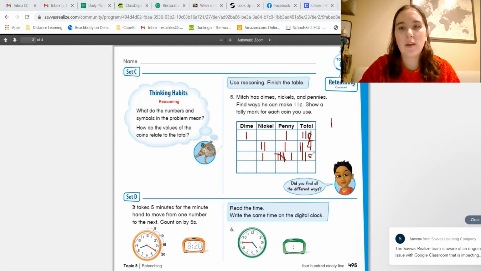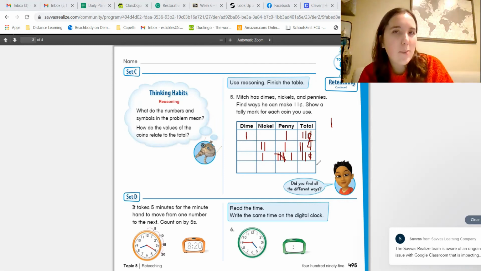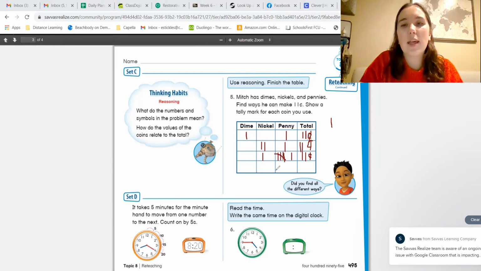Now I want you to think, what is the last way that we could make 11 cents with dimes, nickels, and pennies? I'll give you about 10 seconds to think about it. It's the most coins. What is it? It's going to be all pennies. So how many? 11 pennies. So if we have 11 pennies, we have to write it like this. Ready? 1, 2, 3, 4, 5, 6, 7, 8, 9, 10, and 11. And that makes 11 cents if you have 11 pennies.